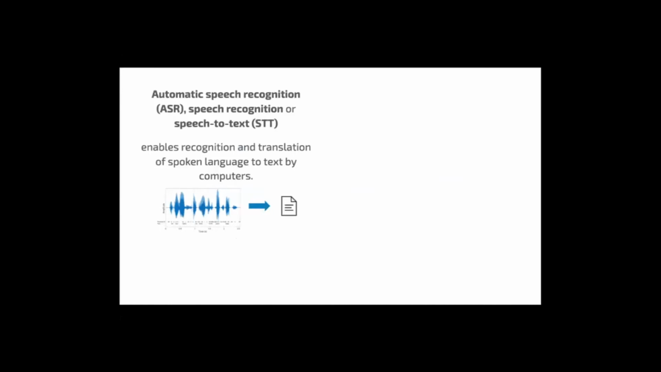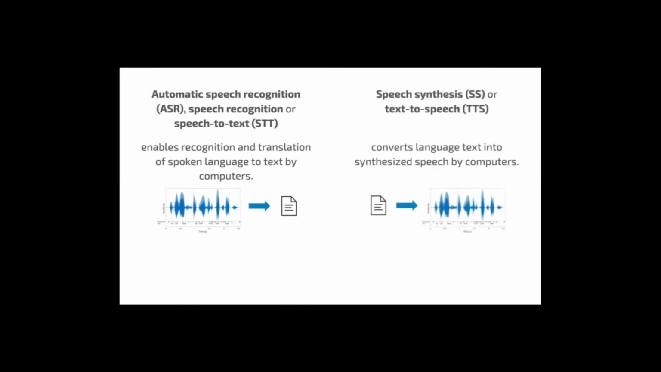Now, before we continue, maybe just a couple of terms that we'll use here. Oftentimes we speak of automatic speech recognition, or just simply speech recognition, which is also called speech to text. These systems enable recognition and translation of spoken languages by converting the spoken language to text. On the other hand, we have what is called speech synthesis, or text to speech, which does the opposite. It converts text into synthesized speech by a computer.